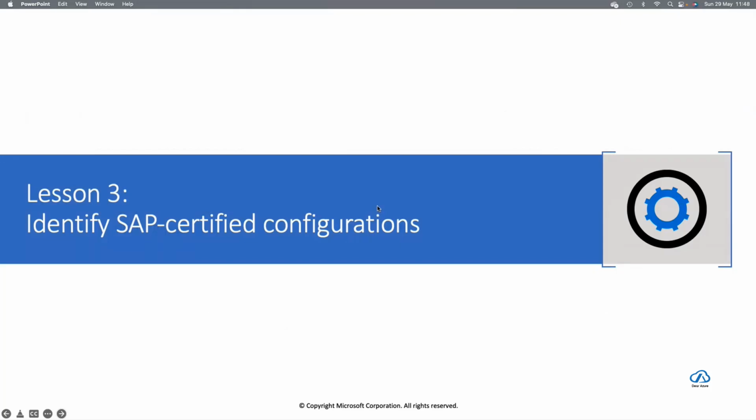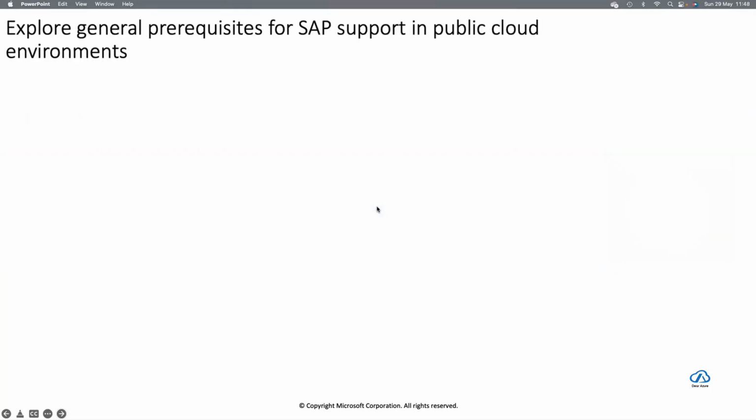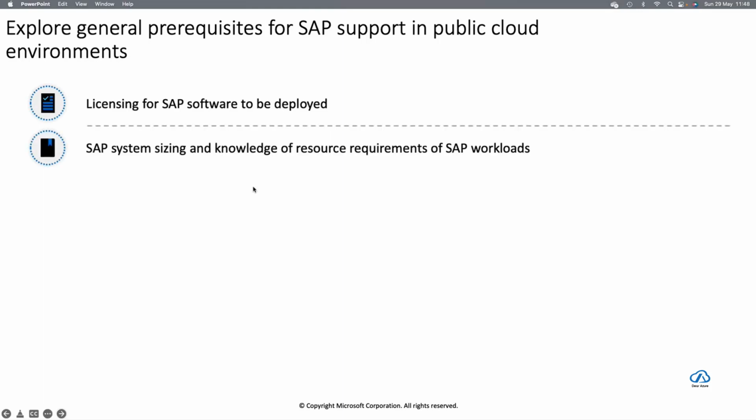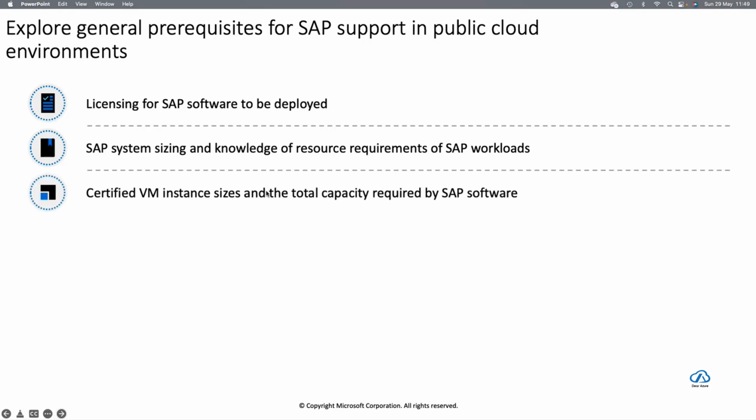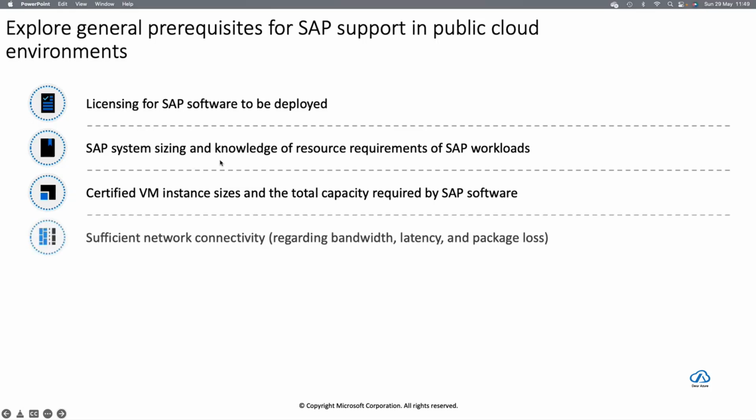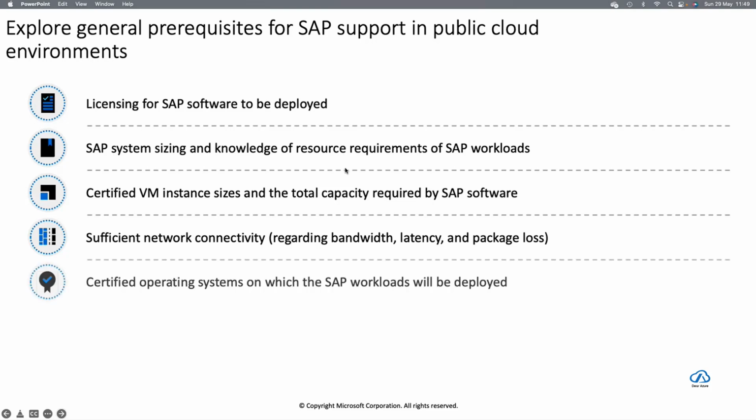So the next is the certified configurations that we have, right? And here you need to make sense about the licensing for the SAP software to be deployed. You also need to know about the system sizing. You can check with the general quota. And we have the certified VMs which can be spun up for SAP systems. You also need to check for sufficient network connectivity if you have to connect with SAP, since it's going to be like a CRM kind of stuff. You need good bandwidth, and you also need to make sure that you don't have latency and packet loss here.